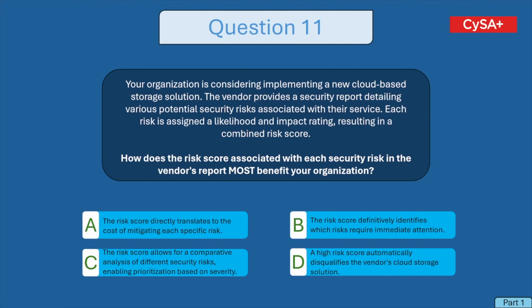All right. So yes, sometimes a company will provide a security report that has information about risks. If you use their services, it's completely normal. But what you're supposed to do is compare their risks to the structure of your organization. That way you can prioritize different security risks based on severity. So based on that, I'm going to go with C.